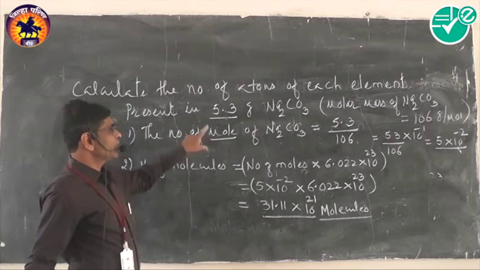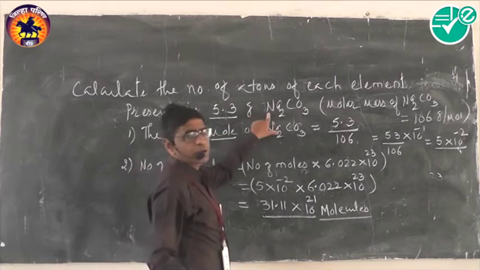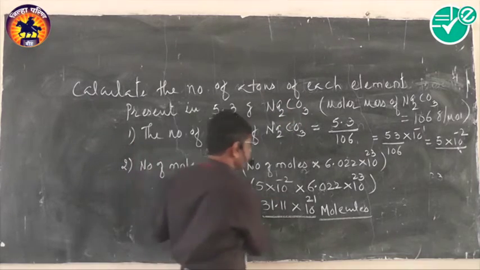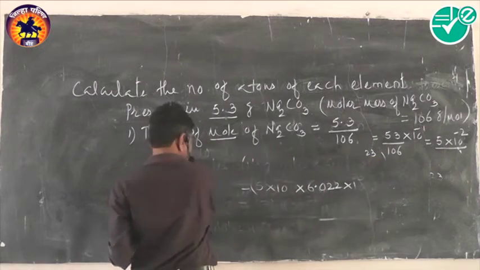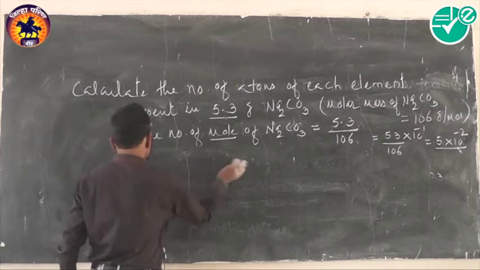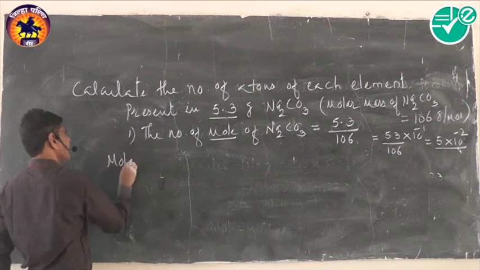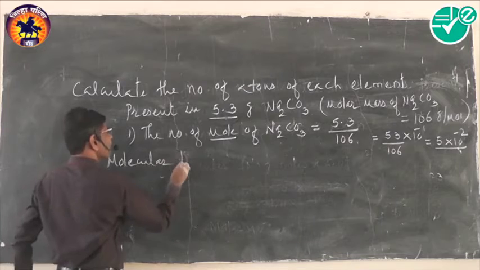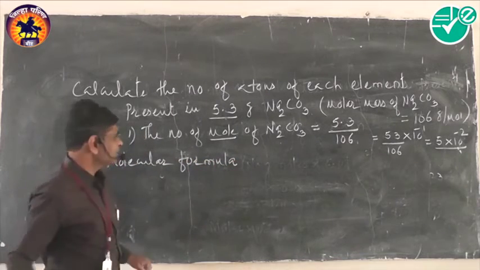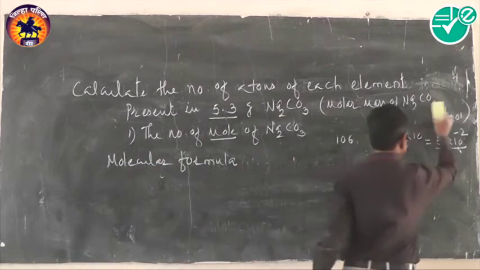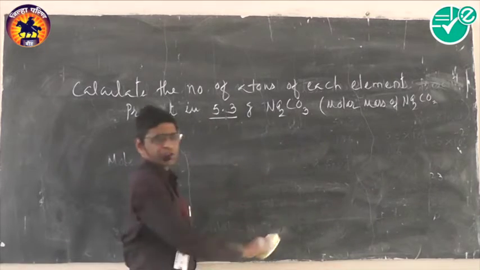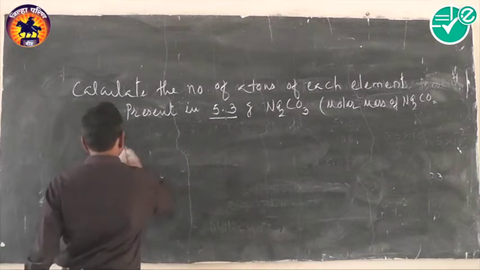Now we have to calculate the total atoms of each element. What is the molecular formula of sodium carbonate? The molecular formula of sodium carbonate is Na2CO3. As the molecular formula of sodium carbonate is Na2CO3, it indicates that one molecule of sodium carbonate consists of 2 atoms of sodium.